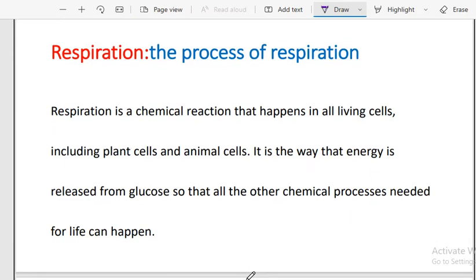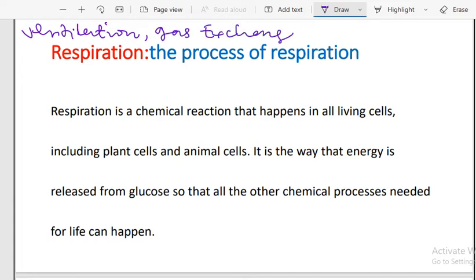You know, there is usually a difference between... Most, I found that teaching over the years, some students don't understand the difference between ventilation, gas exchange, and respiration.